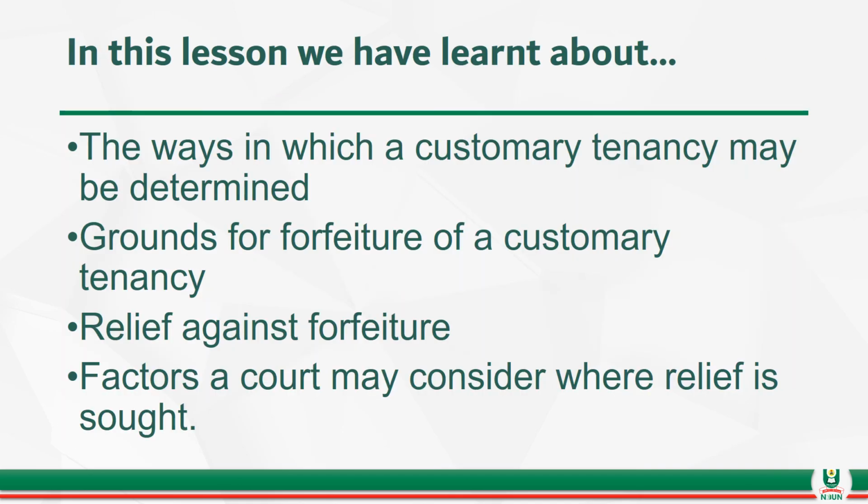So, some of the things that we have learned in this lesson are the ways in which a customary tenancy may be determined. You remember we said accomplishment of purpose or completion of term, abandonment, and forfeiture. And then we looked at the grounds for forfeiture under a customary tenancy, the concept of relief against forfeiture, and some of the factors a court may consider where relief against forfeiture is sought.